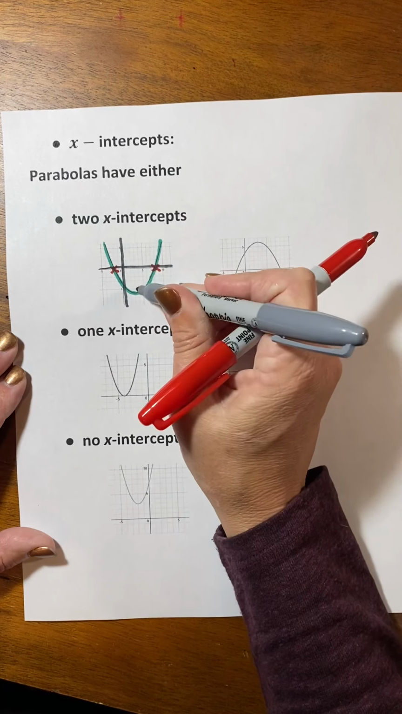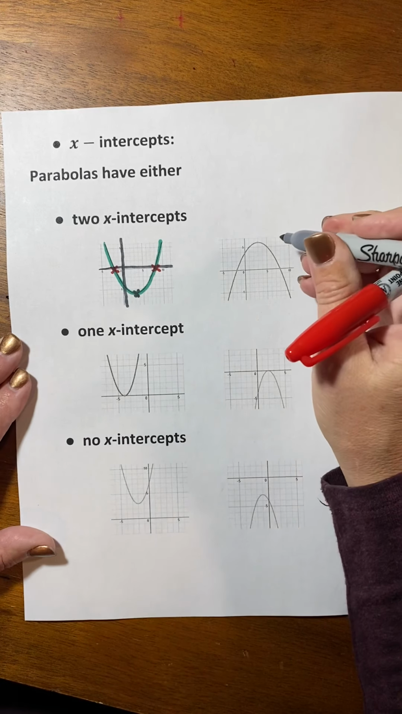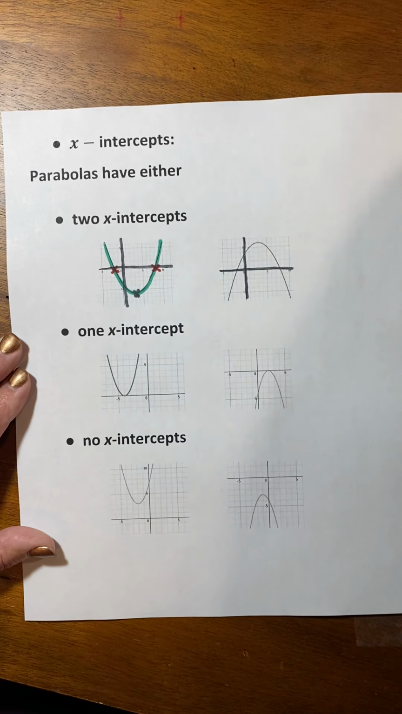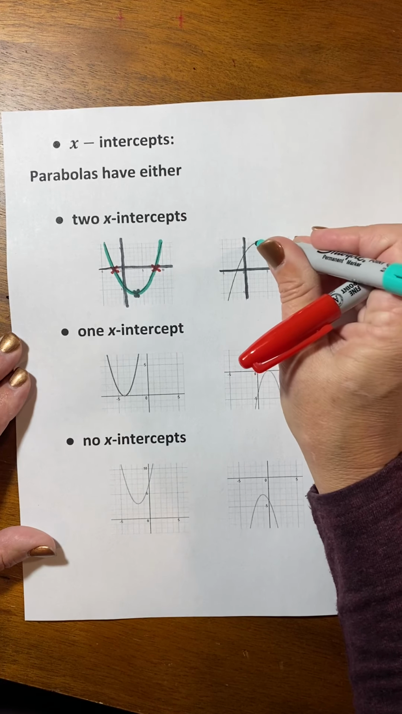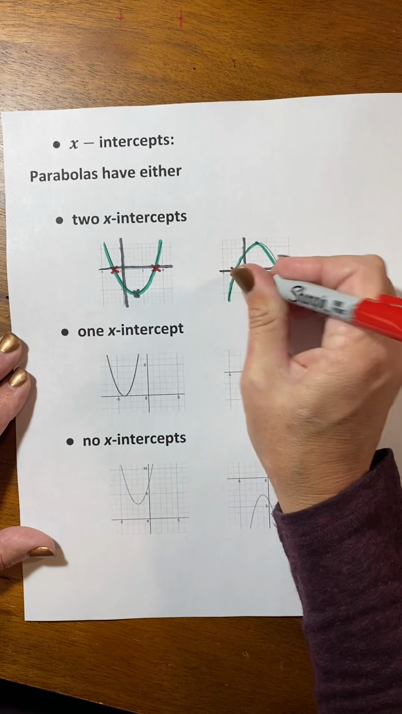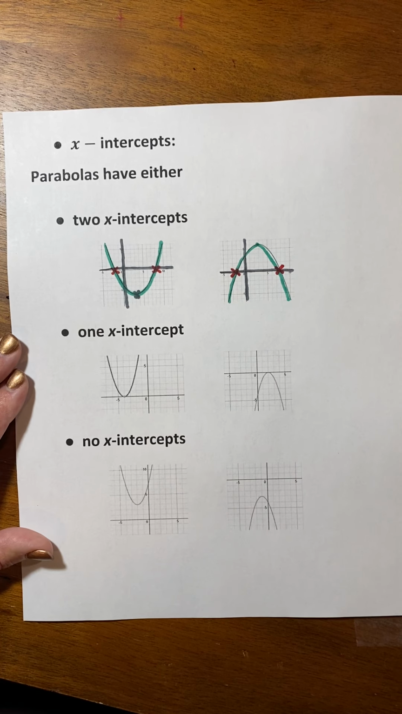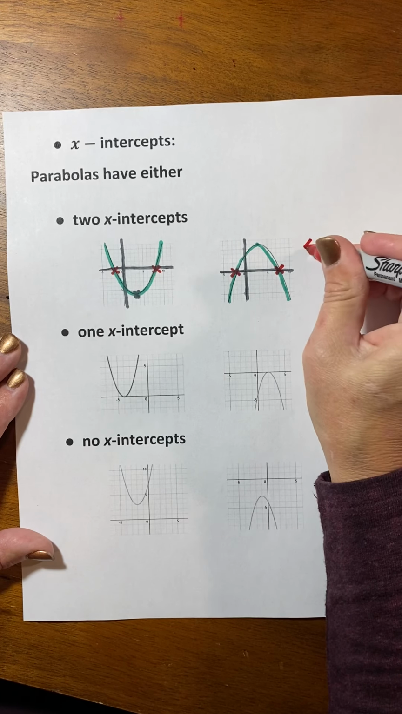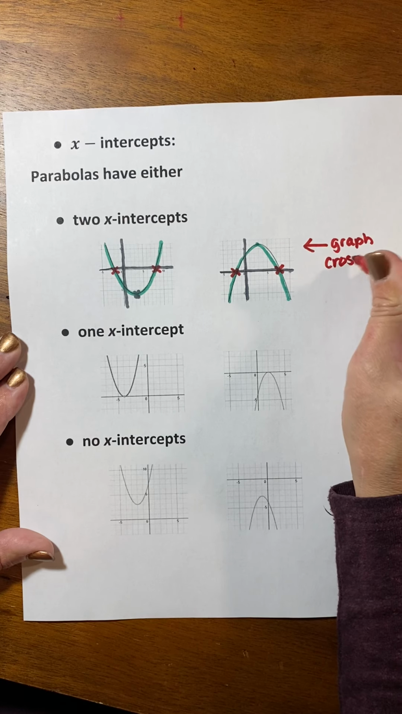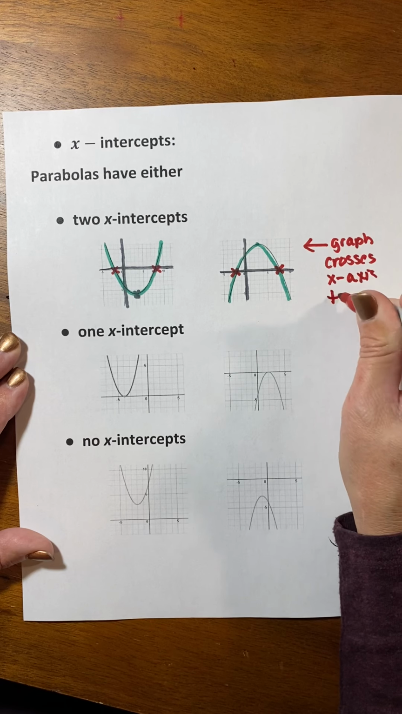Right, so if the vertex falls below the x-axis and opens up, it's going to cross the x-axis twice, and it's going to have two x-intercepts. If my quadratic function's vertex is above the x-axis and it opens down, it's going to cross twice. So two x-intercepts. The graph crosses the x-axis twice in this type of scenario.